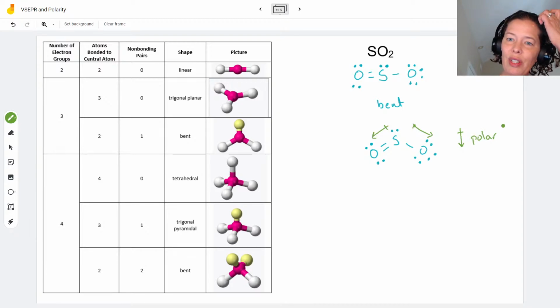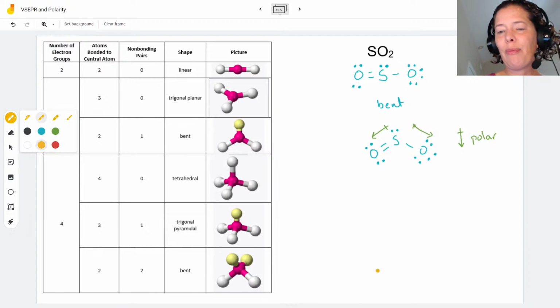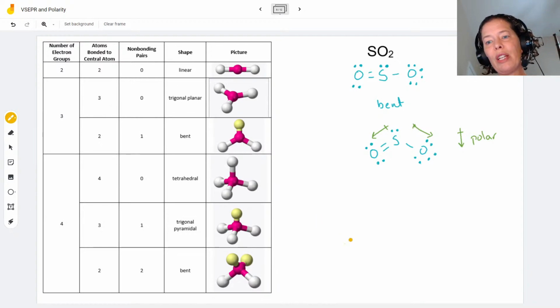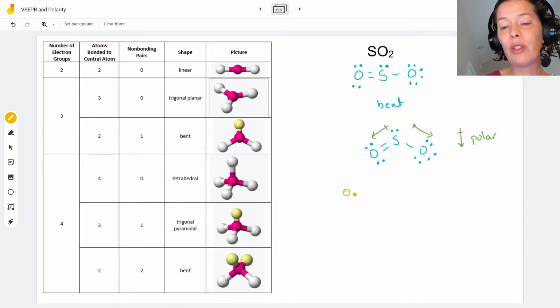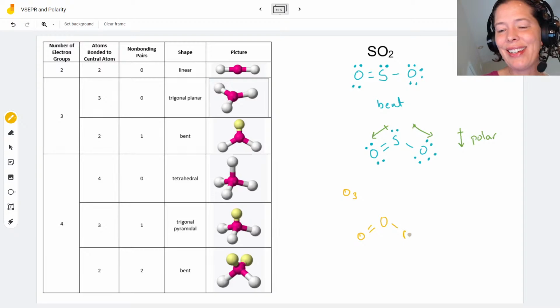Now, when I do sulfur dioxide, sometimes I also like to do ozone. I'm going to draw that in yellow. So basically, I'm going to switch that central sulfur out for another oxygen. So ozone is O3, and it is the same shape as sulfur dioxide. Oh, I drew that as sulfur. That's supposed to be an oxygen.